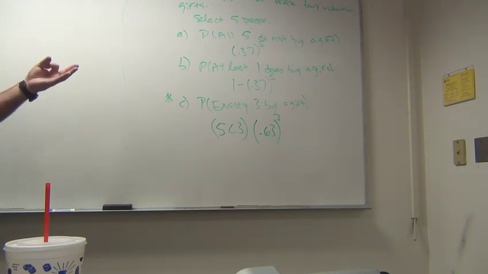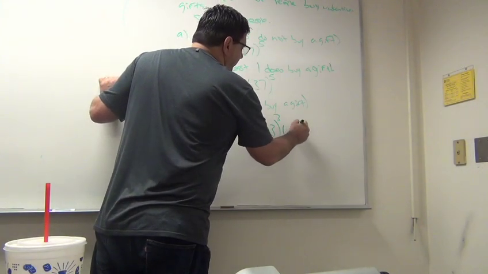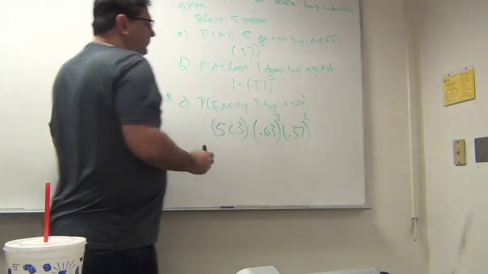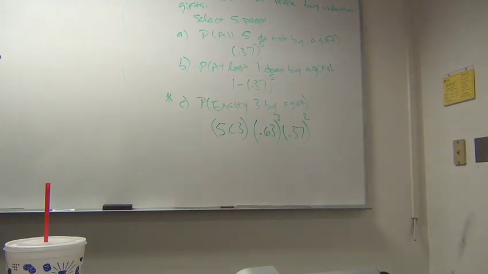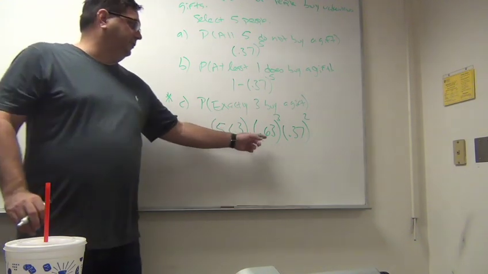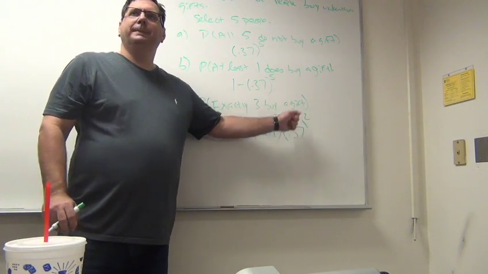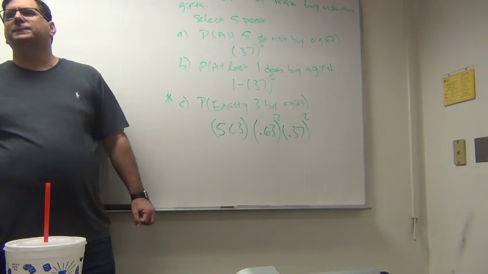That's 3 people buy a gift. Now we need 2 people not to buy a gift. And then you would type that in. I don't know which 3 are going to buy it. This is the probability that 3 people buy a gift and 2 people do not. Okay.